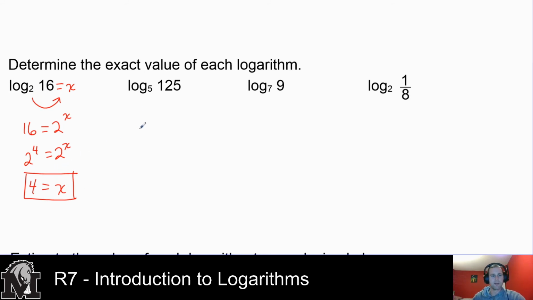Again, feel free to pause the video before each of these examples if you want to try it on your own. So I'm going to start out by setting this equal to x. Then I'm going to write it in exponential form, so the 5 moves over to the other side. So 125 equals 5 to the power x. Then we want to do the same thing. We want to express this with a base of 5. So 5, 25, 125. That is 5 cubed. So the bases are the same. That means the exponents must also be the same.